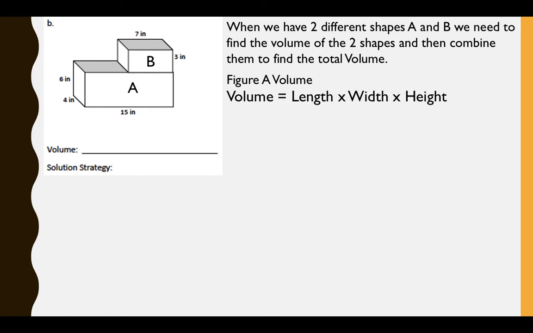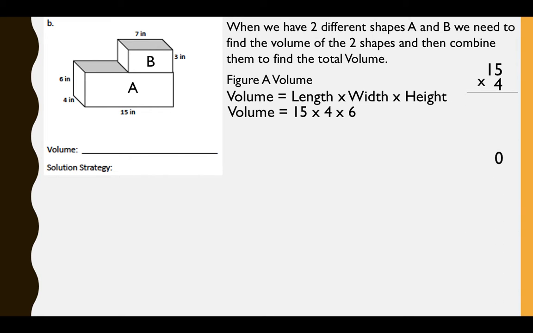So we know again our formula for volume is length times width times height. And for this one they give us the length of A, that bottom line, is 15 inches. My width, they give us the width of 4 inches, and then they say figure A is 6 inches tall. So I plugged all those numbers in, length, width, and height. Now again, like I said, you can pick any two numbers to multiply. I usually go with multiplying my length and my width to start.